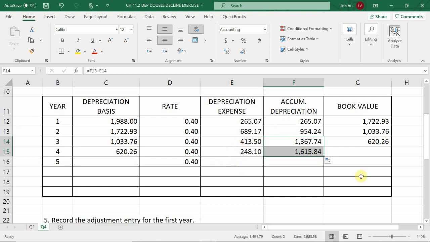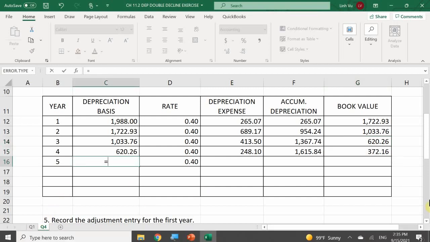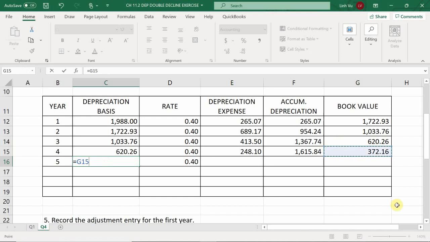1615.84. Good. Bringing my book value to be 372.16. Now, we're getting closer to the salvage value of 200, right? So let's keep on going because we haven't reached salvage value yet.